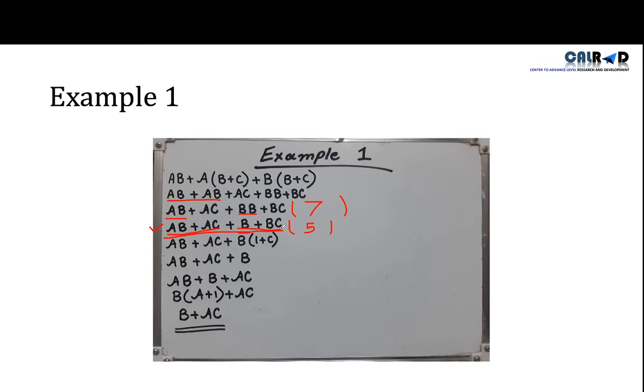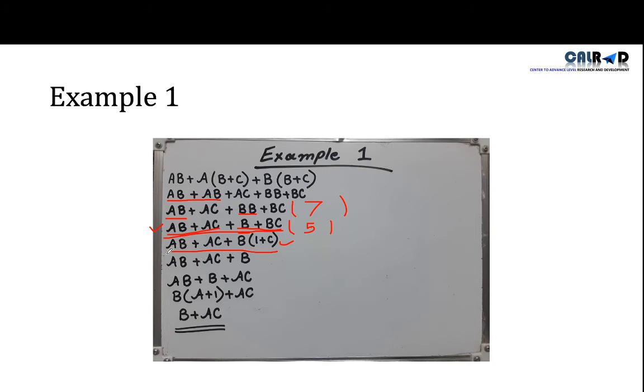Here if we take common B, then there will be 1 plus C. So we do simplification here. No law is applied here, but simplification is done. That is, B is taken common and 1 plus C is remaining. Now we will move towards the next step.